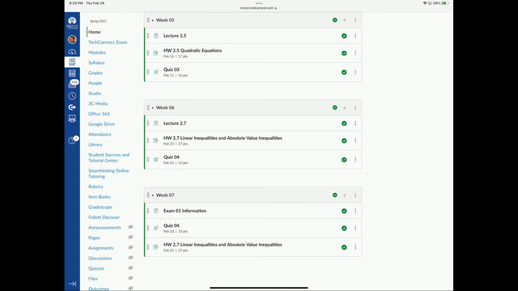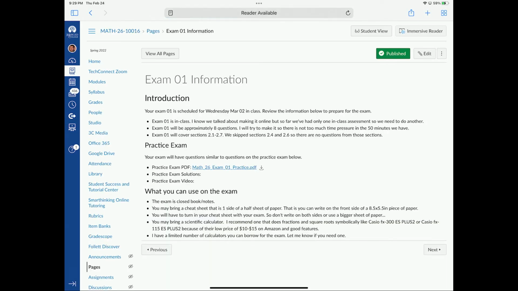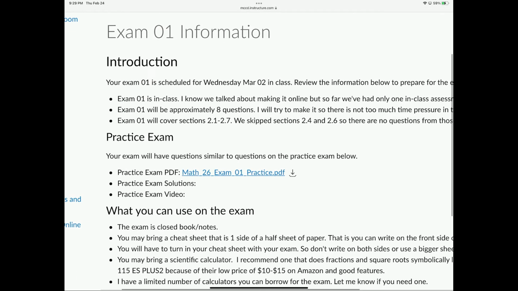Okay, everybody. So what we're going to be looking at today is practice exam number 1. If you look on the course Canvas page, you'll find exam 1 information, and under that, you'll find the practice exam PDF. Now, under that, you can see where it says practice exam solutions and practice exam video. That's what we're making right now, so they're not there yet.